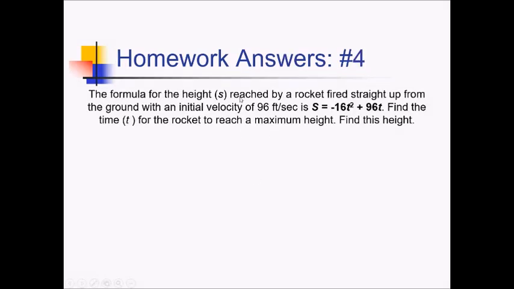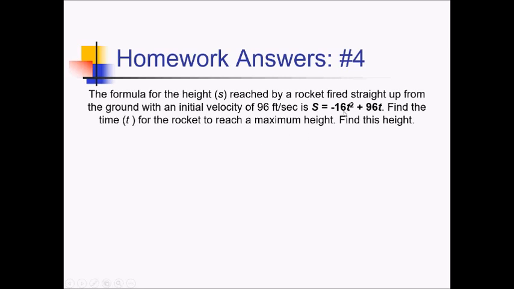For this problem, the formula for height, which we'll call S in this one, reached by a rocket, is going to be this formula right here. We just want to find the time the rocket reaches its max height and what that height is. So since I'm trying to maximize a quadratic, that means that I need to find the vertex. And to find the vertex of something in standard form like this, I can use negative b over 2a.